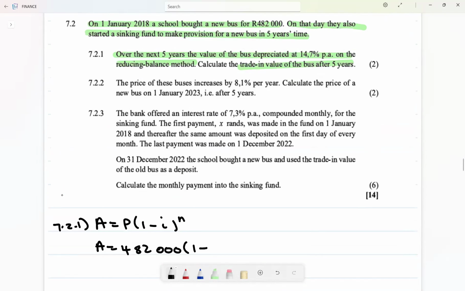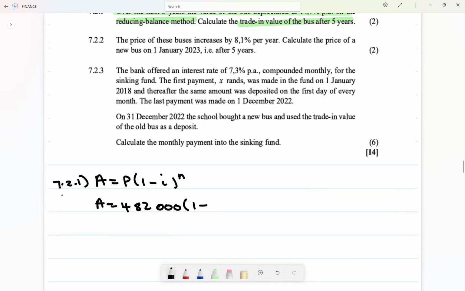1 minus what is the interest of the depreciation? It is 14.7, which is 0.147. Basically, it will be 0.147 because I'm not dividing by anything. And then N will just be 5. Remember, there is no divide by 12. You just divide by 1, so I can multiply by 1.